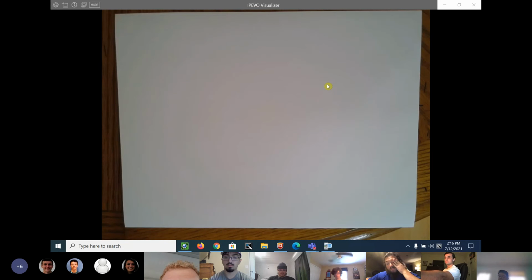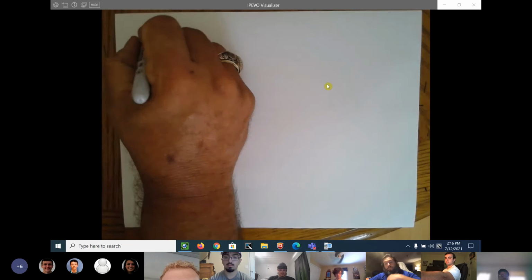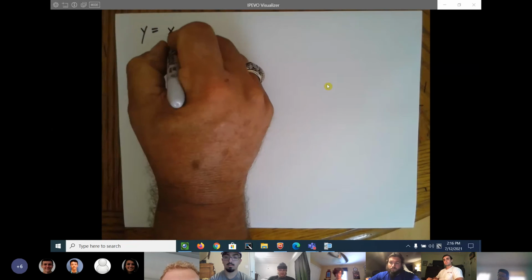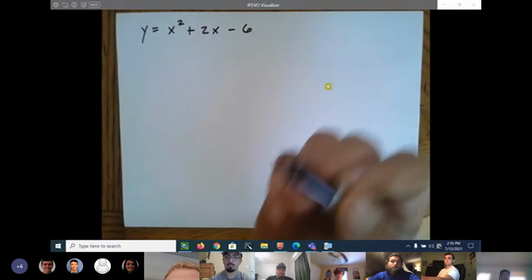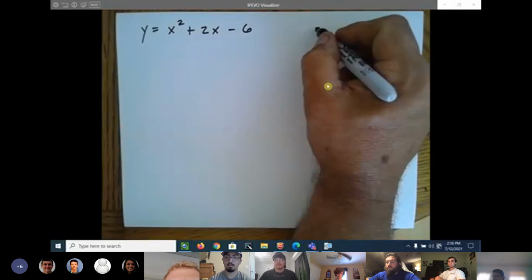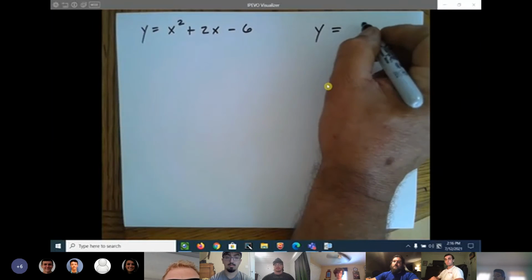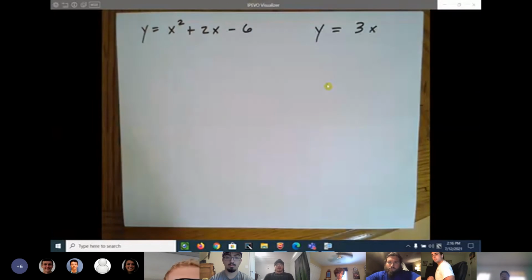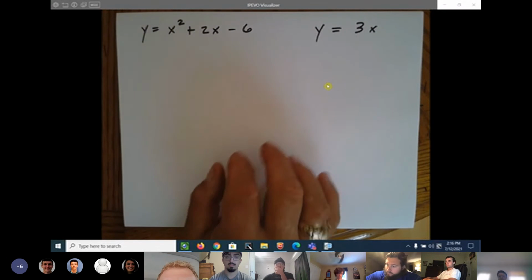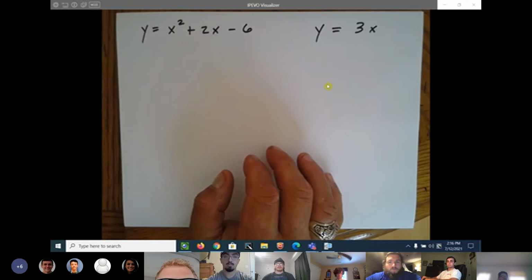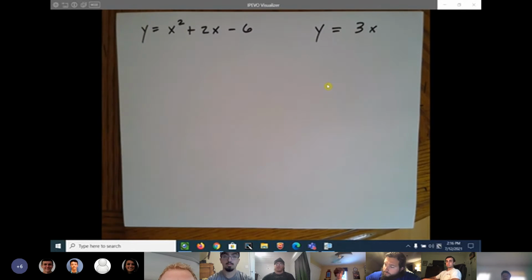y is equal to x squared plus 2x minus 6. And y, or g of x, is equal to 3x. All right, besides rewriting, what's the first thing you do? Because you don't need to rewrite anything on this one. What's the first thing you need to do when you do an area between curves?